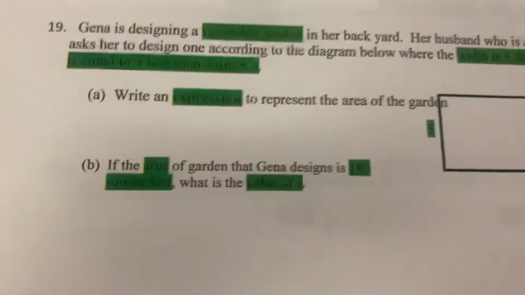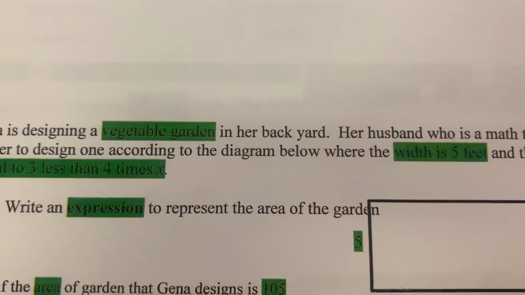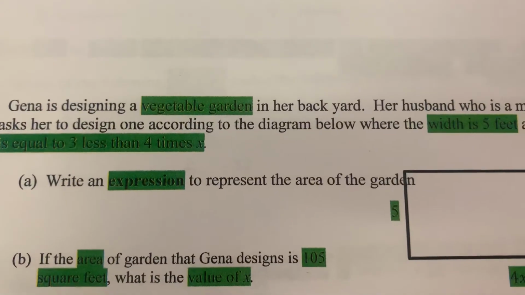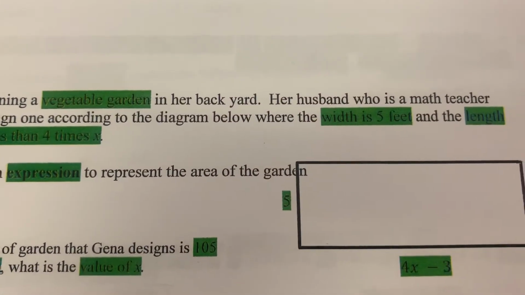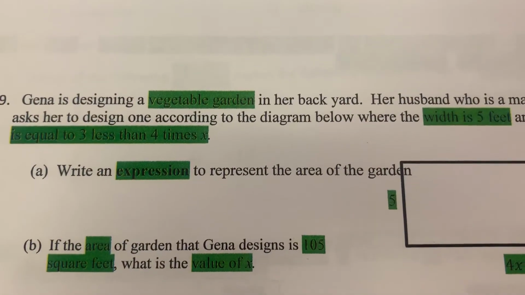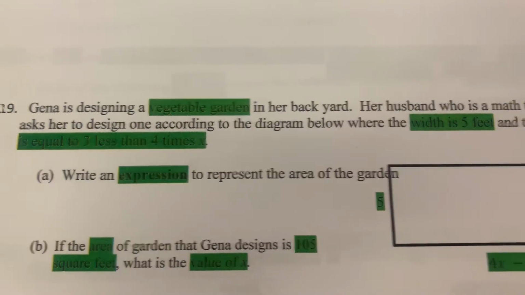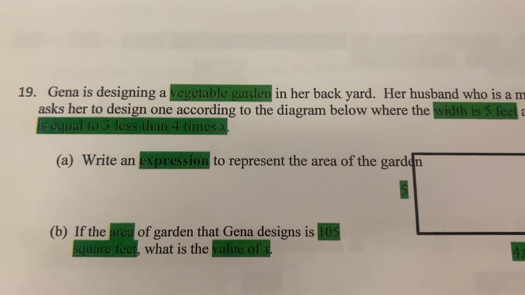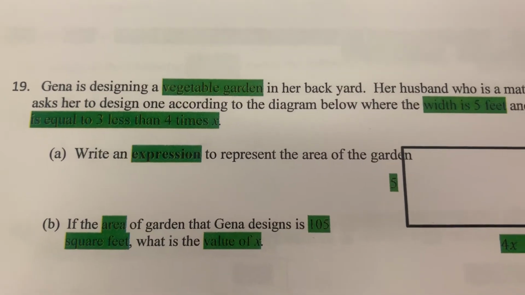Last one, number 19. Jenna is designing a vegetable garden in her backyard. Her husband, who is a math teacher, asked her to design one according to the diagram below, where the width is 5 feet and the length is equal to 3 less than 4 times x. So the width is 5 feet and the length is equal to 3 less than 4 times x.